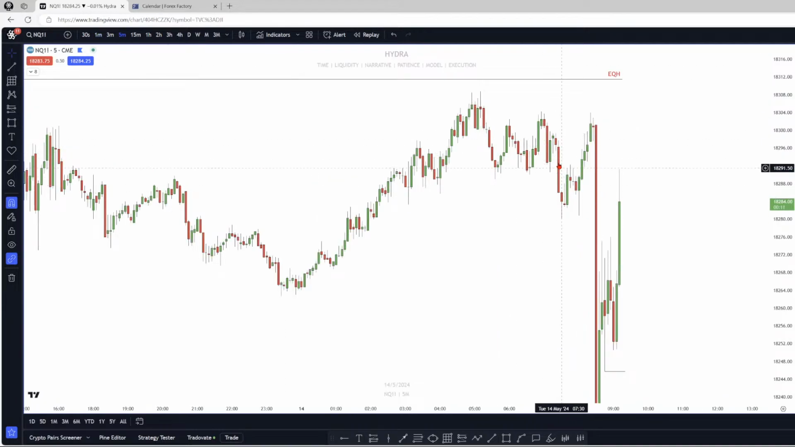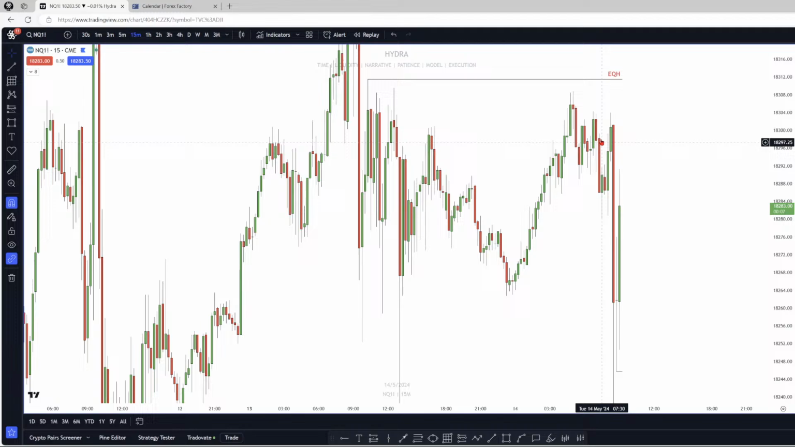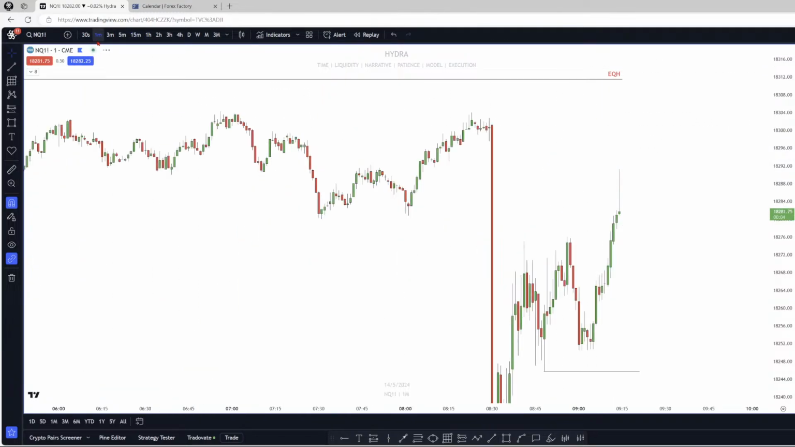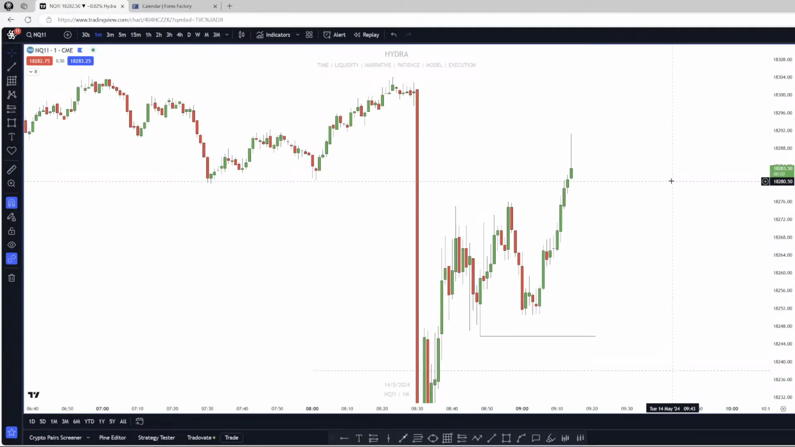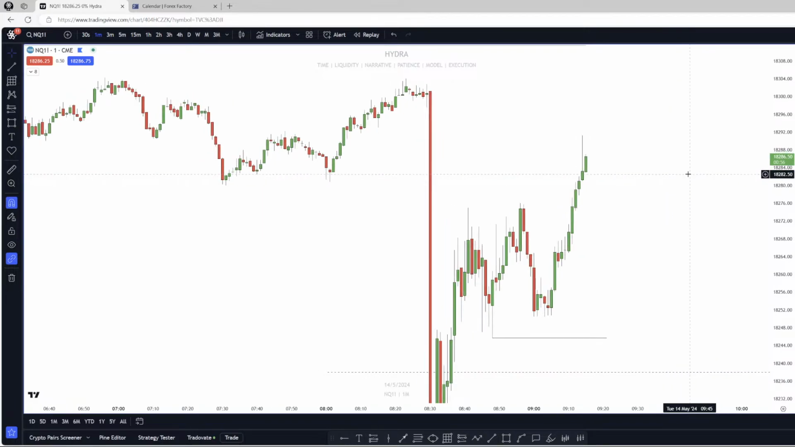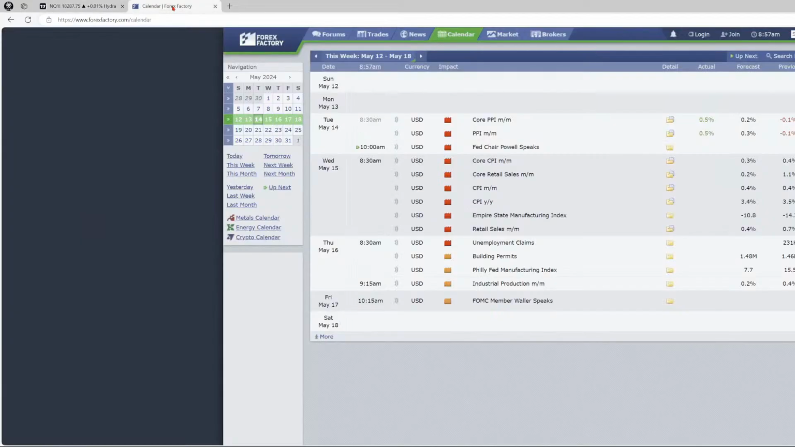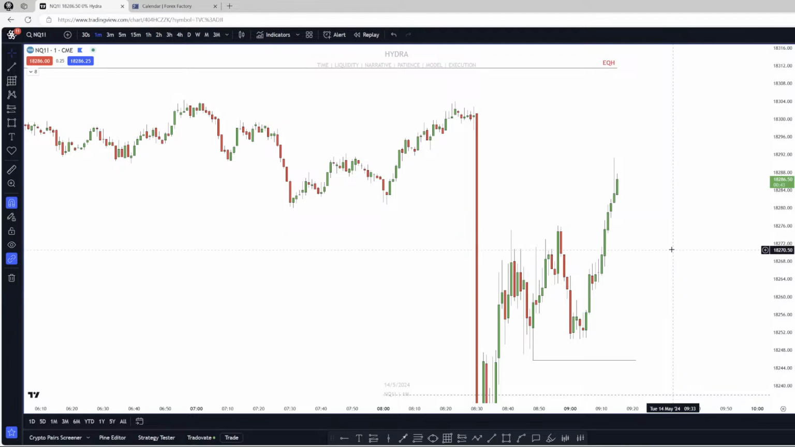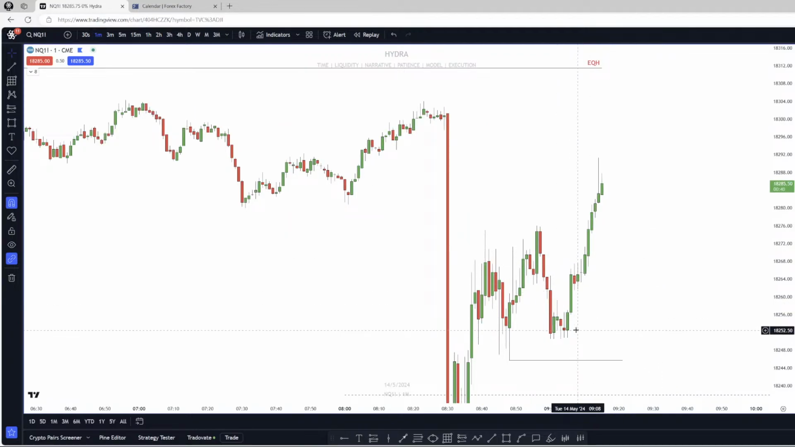Keeping an eye at this breaker. 50-minute chart. See some down close candles. Very clean down close candles. We also have another high impact news incoming at 10. So either they're leaving it for 9:30 or for 10.